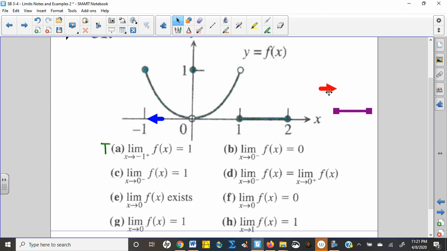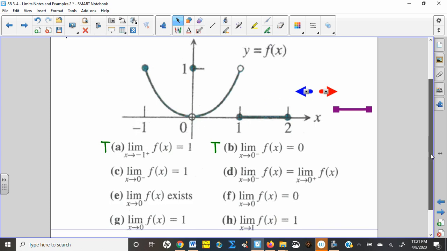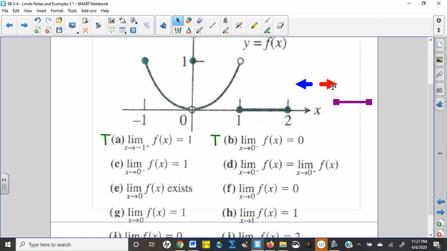What about approaching 0 from the left? Well, the height of this graph is approaching the height of 0 as x approaches 0. So once again, that looks like it's true. Okay. What about C, approaching 0 from the left? Well, we just did C. We just approached 0 from the left. We're approaching a height of 0.